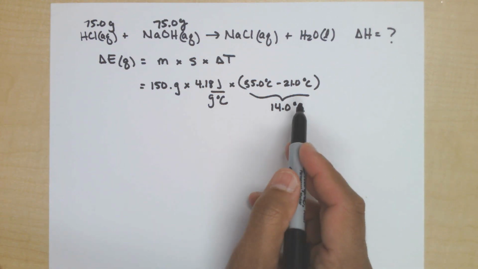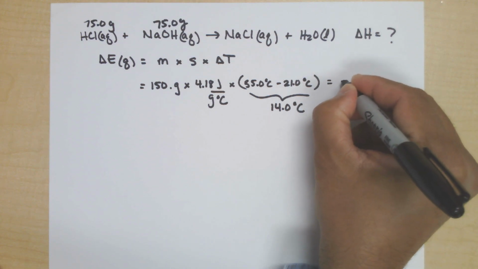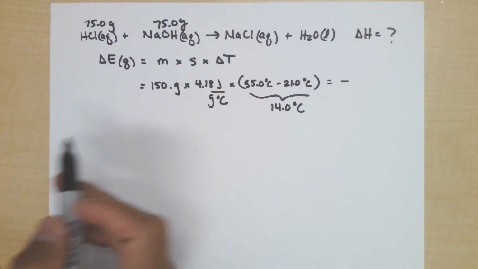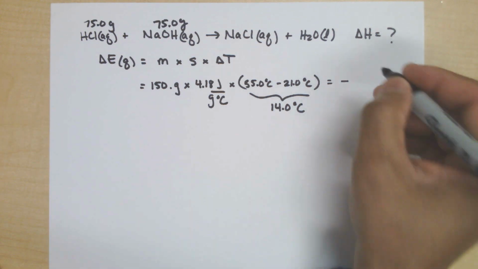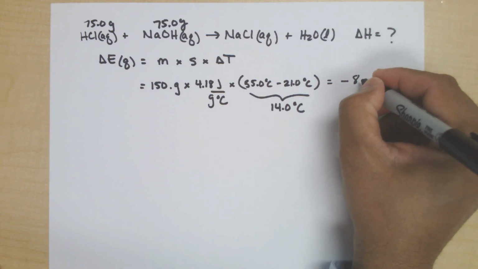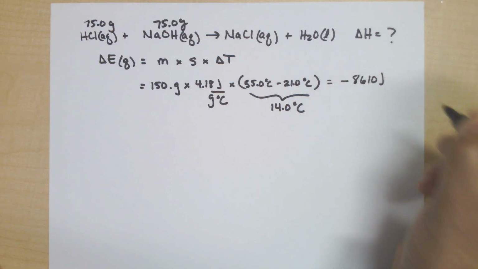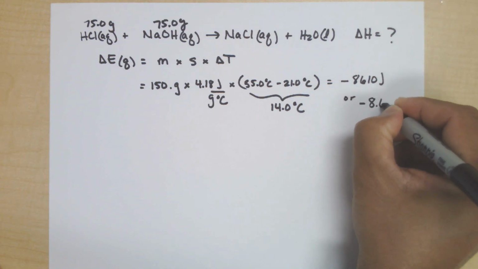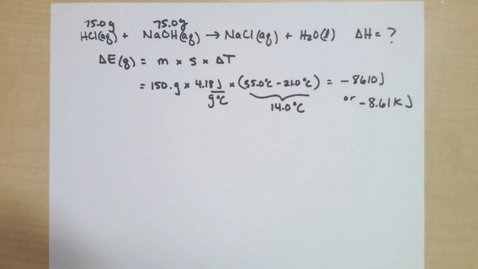Before calculating, the sign here is going to be negative. This is important. Recall the temperature increased, meaning that this reaction is exothermic. Heat is coming out of the reaction and increasing the temperature of the surroundings, where I'm measuring the temperature change. This equation gives a heat change of negative 8,610 joules, or negative 8.61 kilojoules.